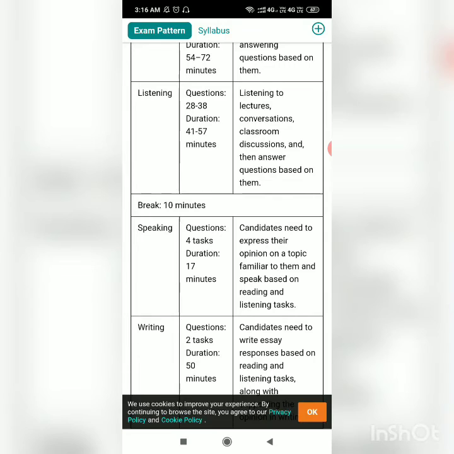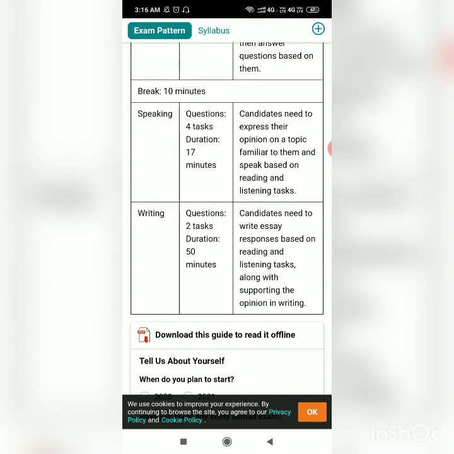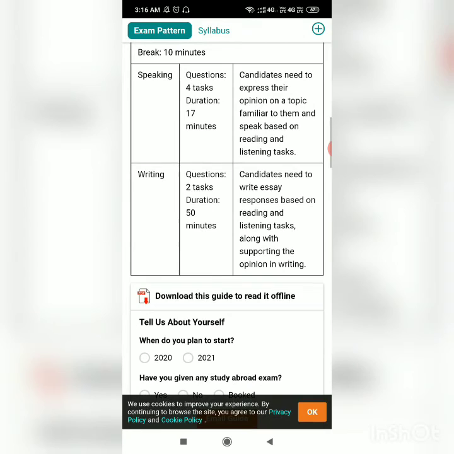One, the candidate needs to express their opinion on a topic familiar to them and speak based on reading and listening tasks. Then you have the writing. The candidate needs to write essay responses based on reading and listening tasks along with supporting opinions.